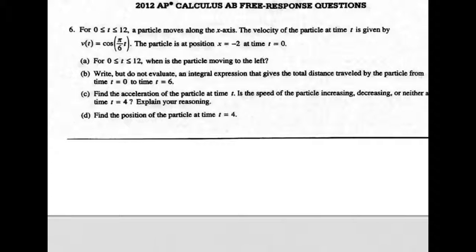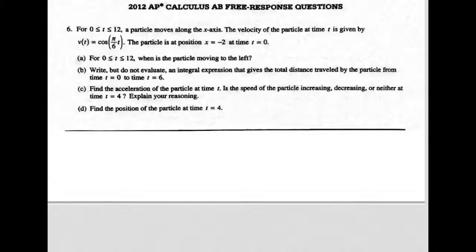Alright, for part B, it says write but do not evaluate an integral expression that gives the total distance traveled by the particle from time t equals 0 to time t equals 6. So I'm thinking total distance. What is that? Well, I have the velocity function, and I know that integrals kind of undo velocity. So the total distance traveled could be represented by the integral.